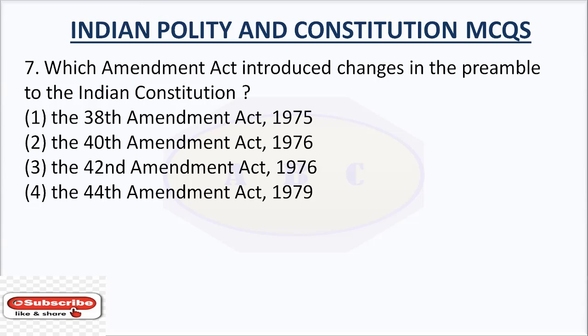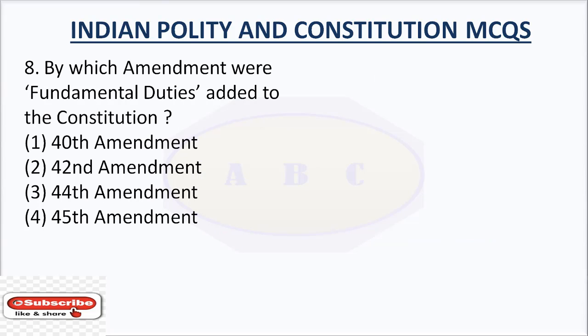Question number 7. Which Amendment Act introduced changes in the Preamble to the Indian Constitution? Option number 1, the 38th Amendment Act 1975. Option number 2, the 40th Amendment Act 1976. Option number 3, the 42nd Amendment Act 1976. Option number 4, the 44th Amendment Act 1979. The right answer is 42nd Amendment Act 1976.